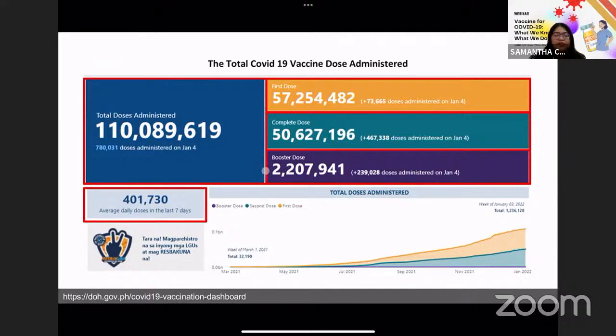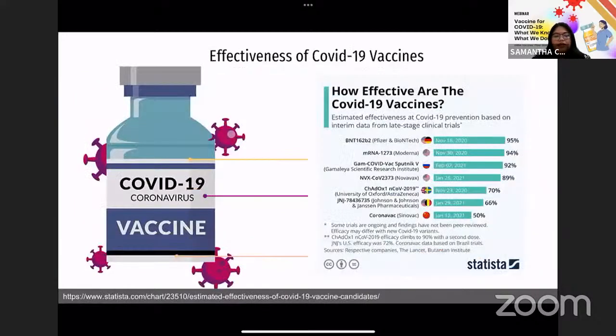Now that I have presented to you the statistics of the COVID-19 vaccine doses administered here in the Philippines, let us now proceed to the statistics of the efficacy of the COVID-19 vaccines, which is presented on your screen again. Pfizer and BioNTech has an efficacy of 95%, followed by Moderna, 94%, followed by the Gamaleya Scientific Research Institute, 92%, Novavax, which is 89%, AstraZeneca, which is 70%, Johnson & Johnson, which is 66%, and lastly, Sinovac, which is 50%.